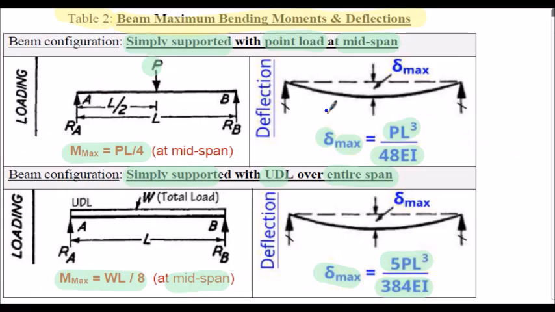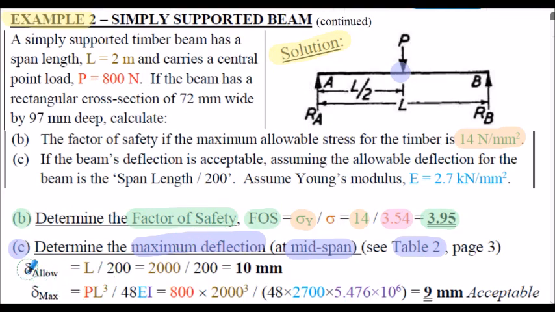And for ease of reference, here's the formula from our previous table for the central deflection of a simply supported beam. Firstly, though, I've calculated the allowable deflection, which we were told in the question is the span length divided by 200. So L divided by 200. That's 2000 millimeters divided by 200. So the maximum deflection we're permitted from our standard is 10 millimeters.